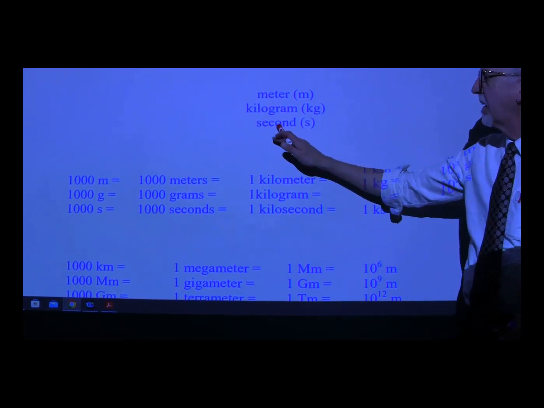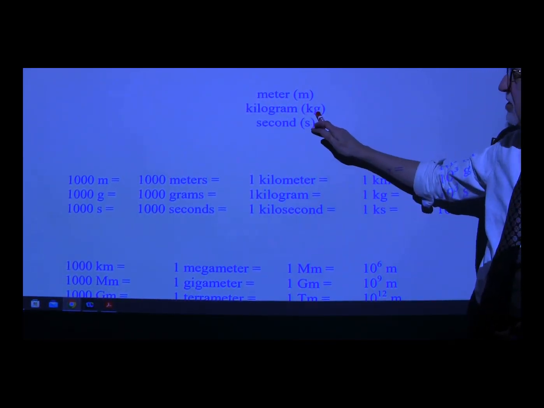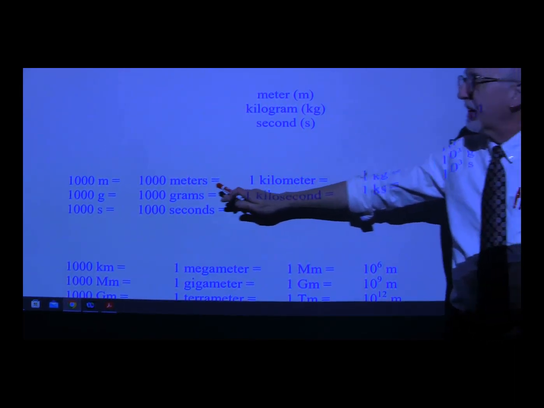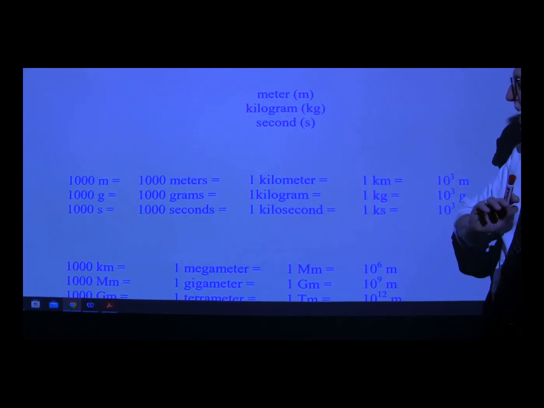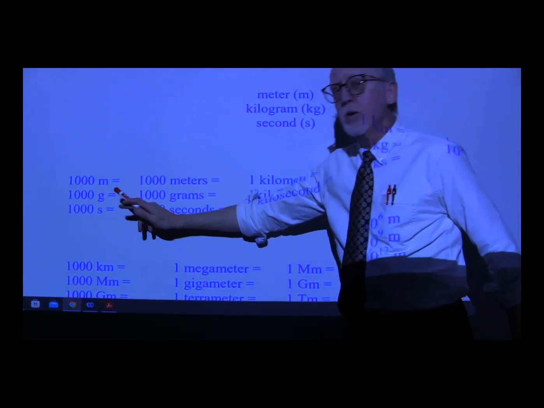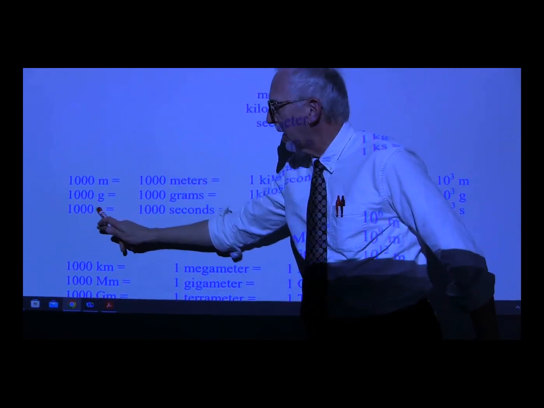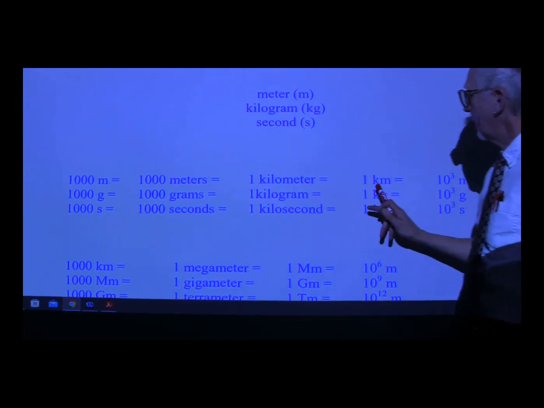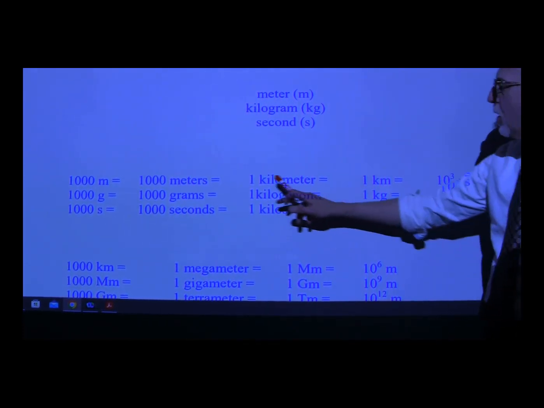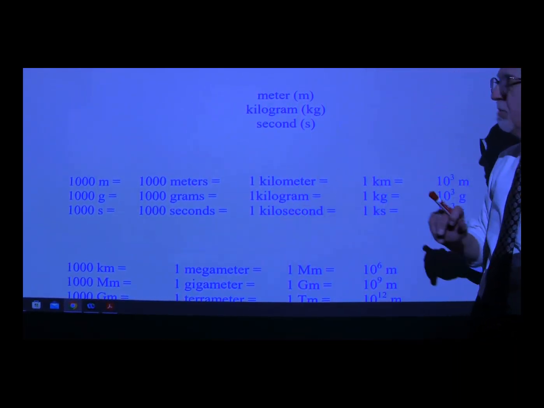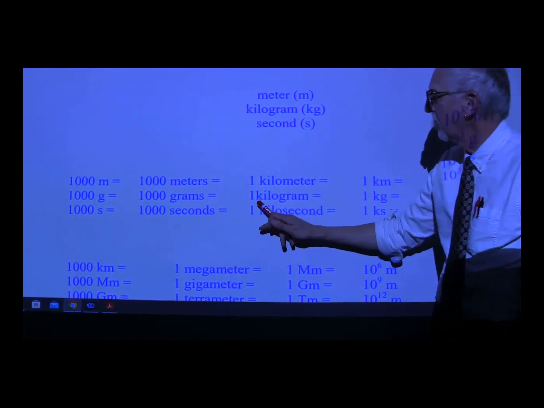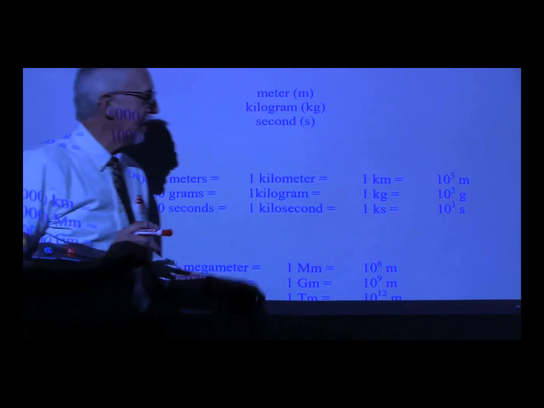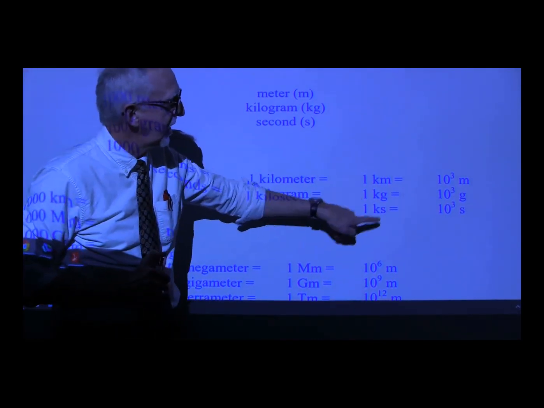Okay, we've got meter, kilogram, and seconds. Now, if we think about starting with grams instead of kilograms here, we can put prefixes in front of the M, G, and S. For 1,000 meters, 1,000 grams, 1,000 seconds, we use the prefix kilo, or just K to indicate kilo. 1,000 meters is 1 kilometer. 1,000 grams is 1 kilogram. 1,000 seconds, 1 kilosecond, which we then write as 1 km, 1 kg, or 1 ks.